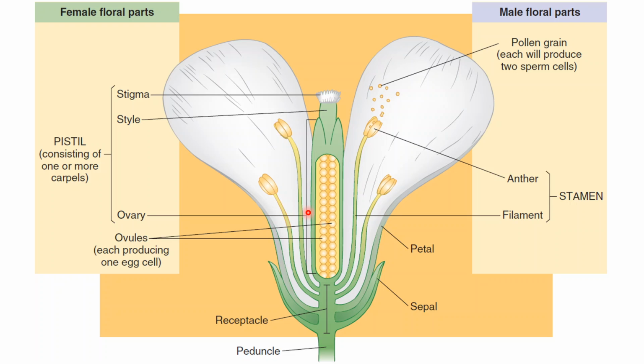Each ovule contains a female gametophyte, also known as an embryo sac, where one female gamete and two polar nuclei are developed. So the egg and polar nuclei participate in fertilization. We will discuss that later.